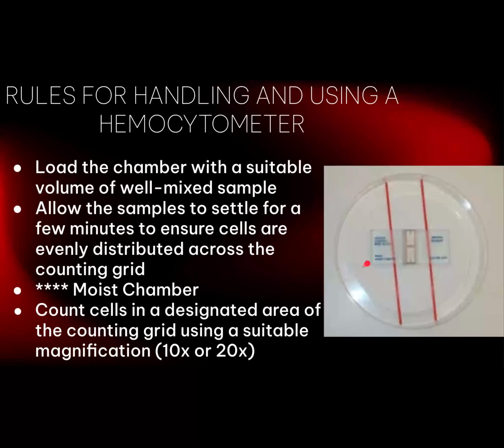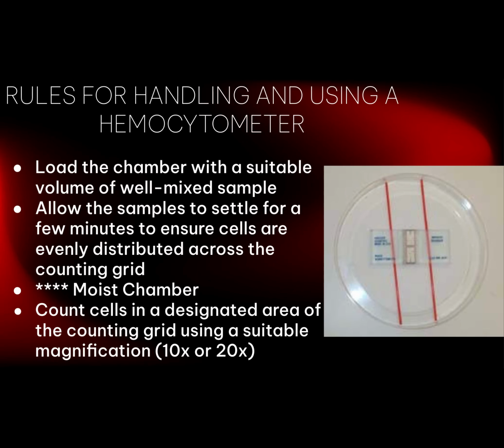Okay? So for the different rules for handling and using a hemocytometer, of course, to ensure accurate results when using a hemocytometer, it is essential to follow a few key rules. First, we load the chamber with a suitable volume of a well-mixed sample. This helps prevent errors caused by uneven distribution of cells.